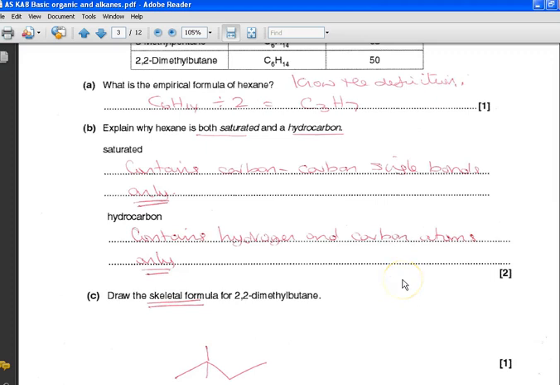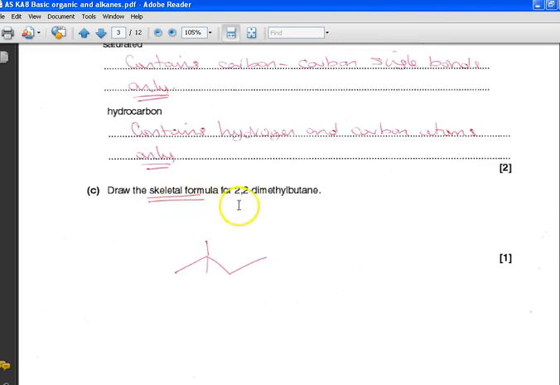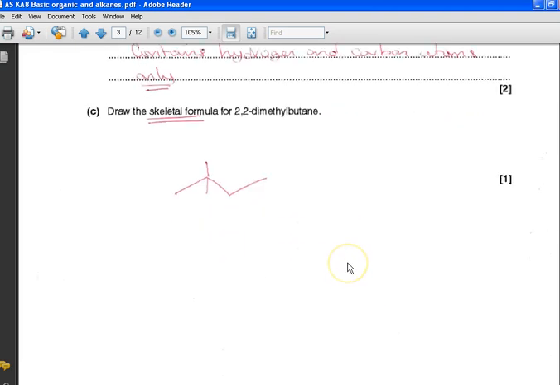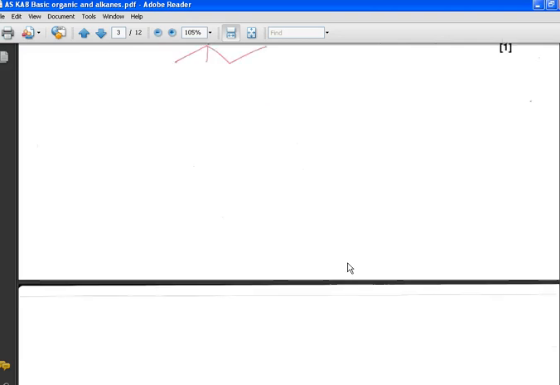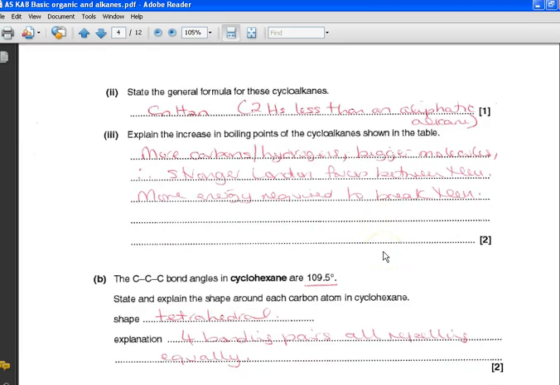Again, 2 definitions. What does saturated mean and what does hydrocarbon mean? You need to say the word only. So carbon-carbon single bonds only in a saturated compound. Hydrogen and carbon atoms only in a hydrocarbon. Skeletal formula: some of you didn't draw the skeletal formula. Again, read the question. Make sure you're doing what you're asked to do.